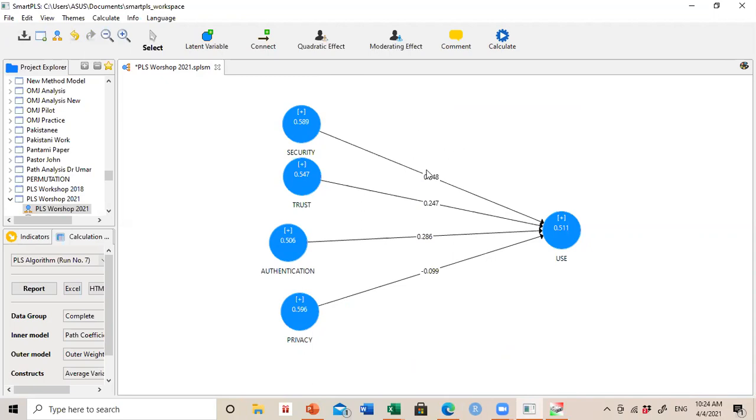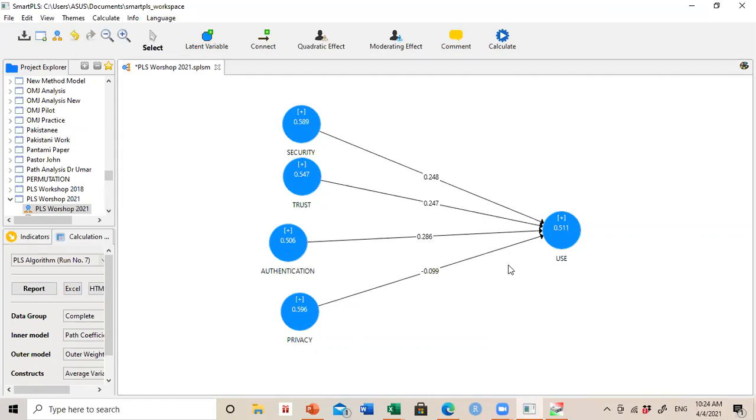In this case, from security to use, we have 0.248, meaning that it is greater than 0. It's not weak, though not very close to 1, but it's okay. This one is also 0.247, 0.28, and this one is 0.99. Please, we are talking about absolute values. We don't care about negative or positive. Let me make it clear for you.